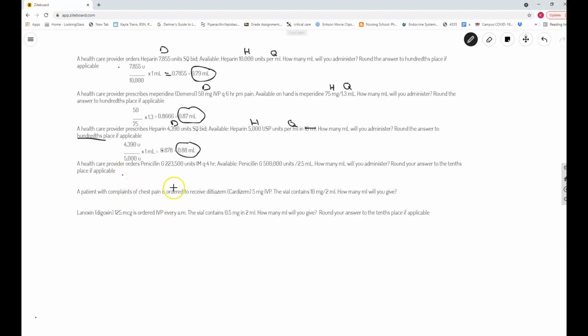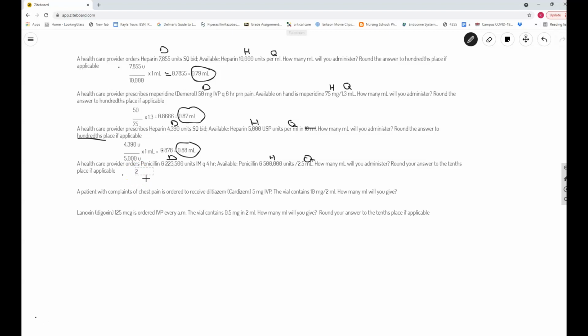Now, the next problem, I have penicillin G at 223,500 units, so that's my desired. Available is 500,000 units per 2.5 mils. So that's supposed to be a Q above there. How many mils are you going to administer? Round the answer to the tenths place if applicable.